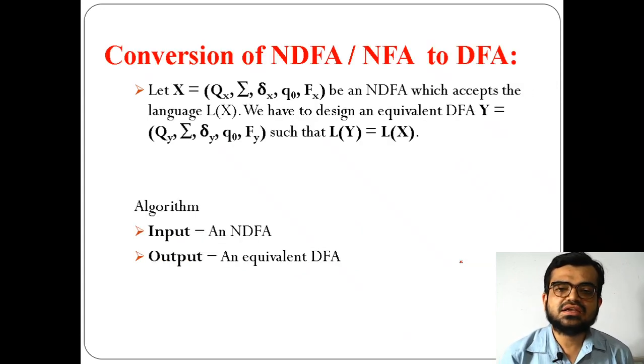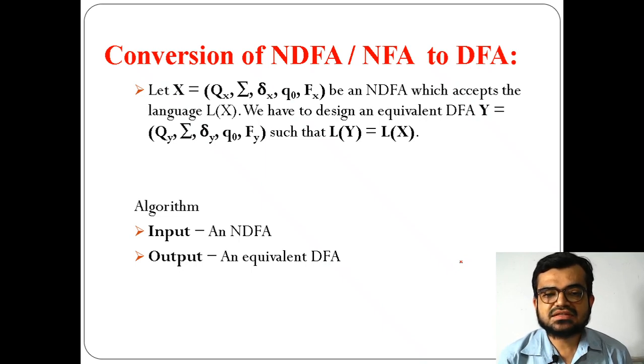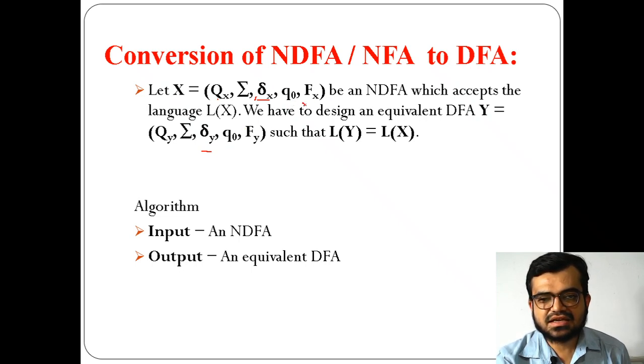Now we need to convert NFA into DFA. In order to do that, first we need to know what NFA and DFA are. We have already discussed this concept in the previous class. Both have different states, here Qx and here Qy, but the alphabet will be the same. The transition function is different, delta x and delta y. The initial state will be the same, but the final state can change, that's why it is Fx and Fy.